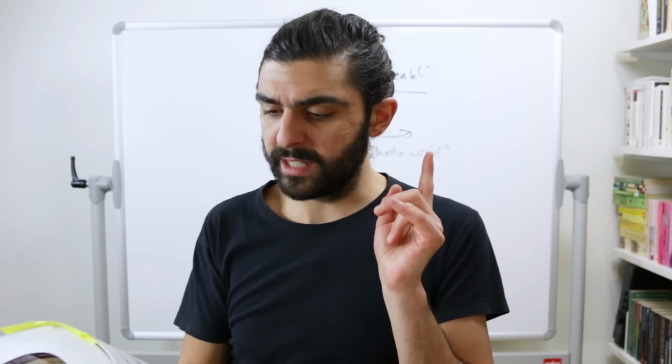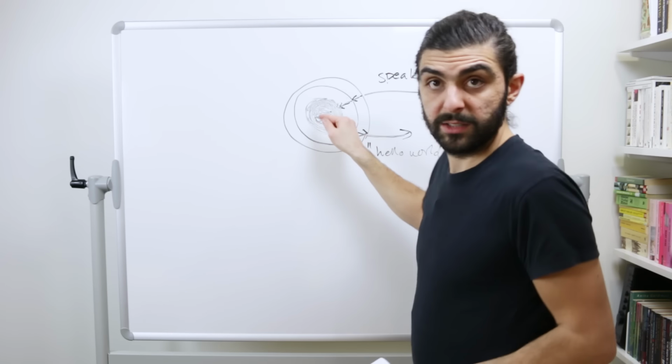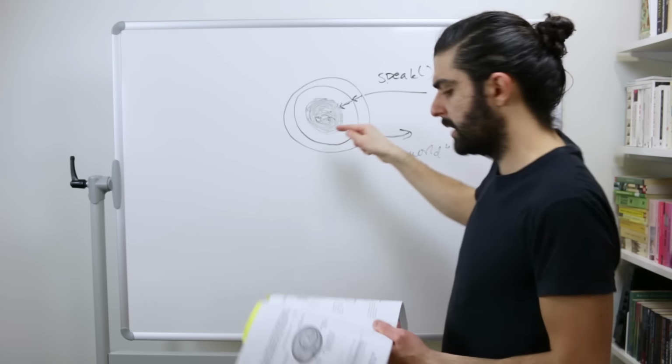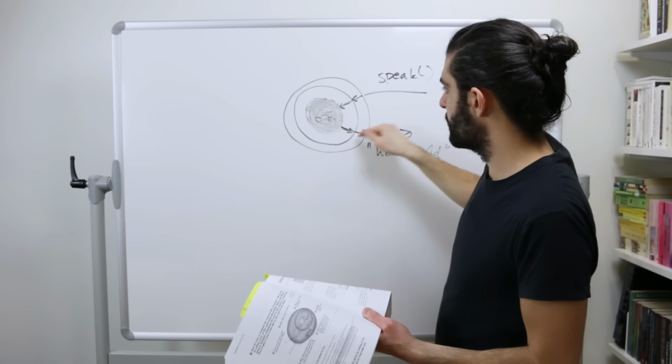So here's what they say. The decorator pattern attaches additional responsibilities to an object dynamically. Decorators provide a flexible alternative to subclassing for extending functionality. Let's break this down. The decorator pattern attaches additional responsibilities to an object. Okay, so that means this object was originally doing something, but now using decorator pattern, we attach additional responsibilities.